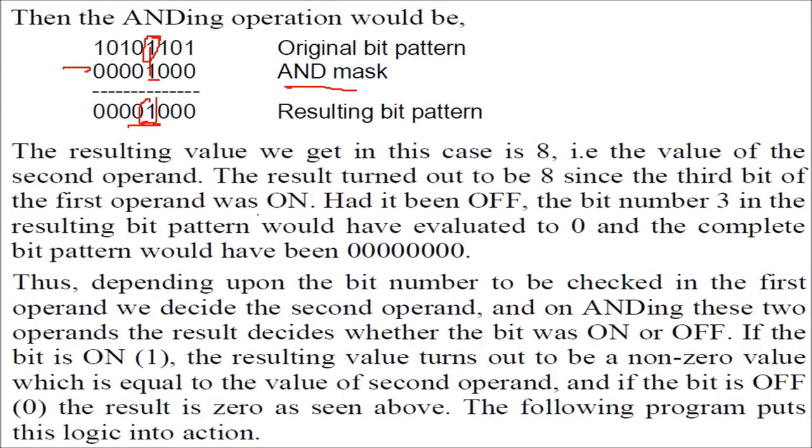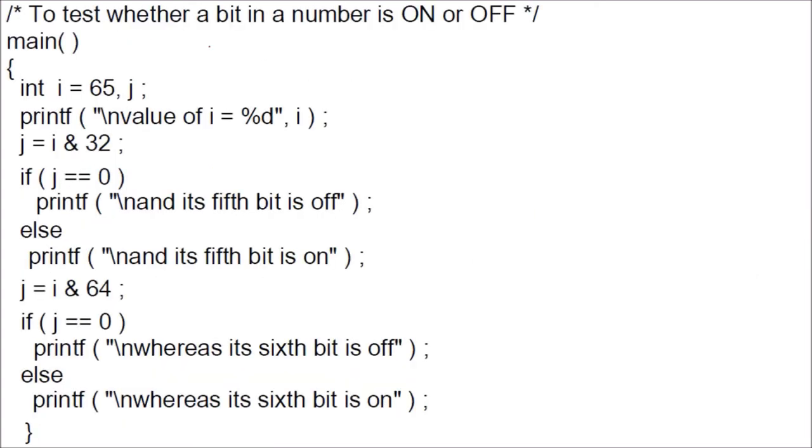This is the whole logic here, right? I hope you got the idea. If I wanted to check this one, I will place a 1 here, other 0, and because 0 and 1 will give me 0, that means this is off, and this is what we wanted. And just a program to test whether a bit in a number is on or off.